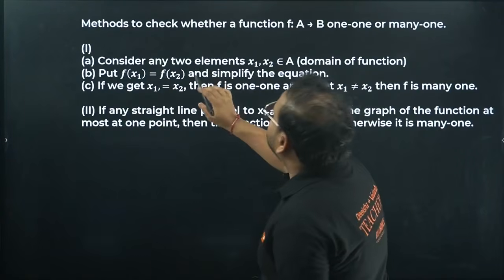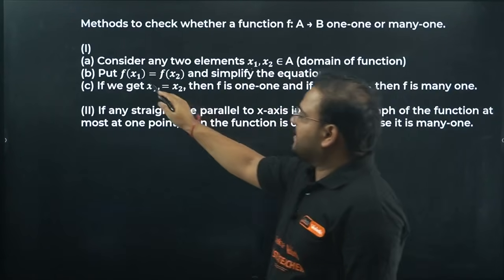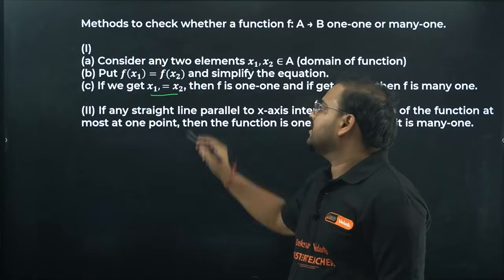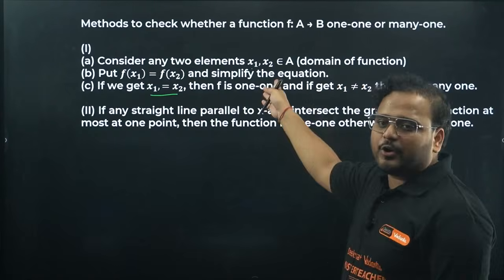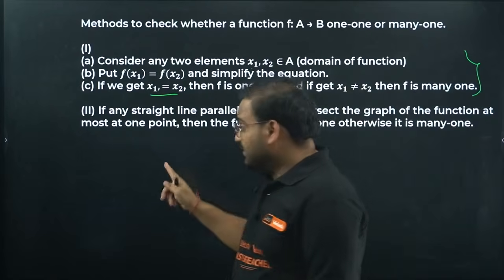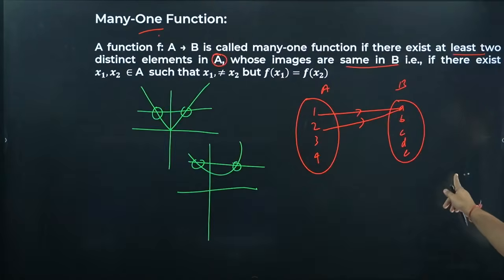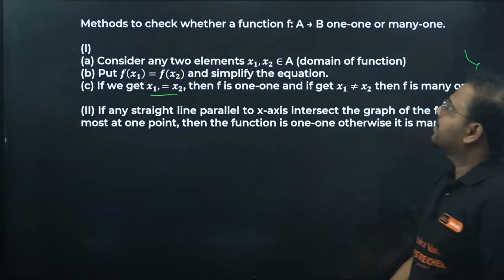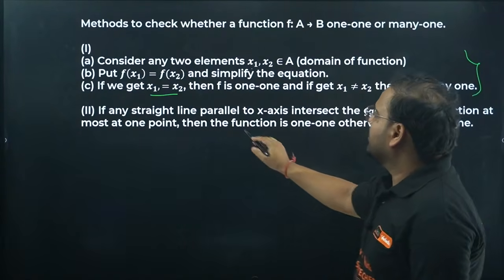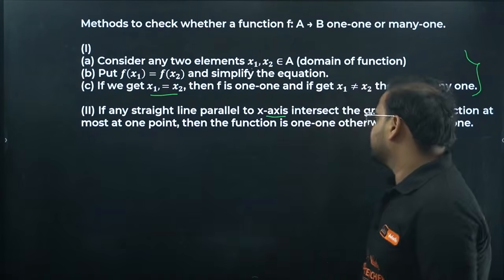Method number 1. Consider two elements x1 and x2 belonging to the domain A. If f of x1 equals f of x2, then simplify this equation. Already taught you this, when I was explaining all of this, the theory part. Methods to check whether the function from A to B is 1-1 or many one. This also I taught you. Parallel line to the x-axis, the horizontal line test.